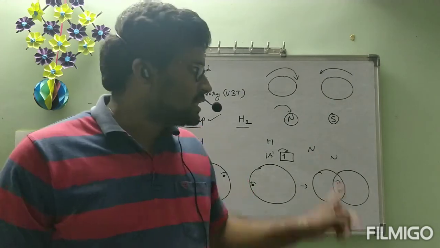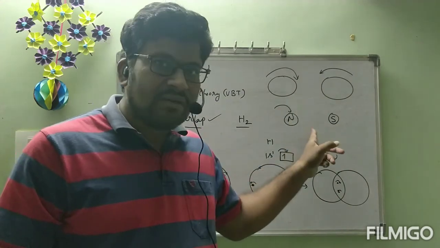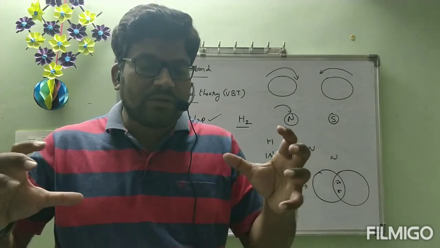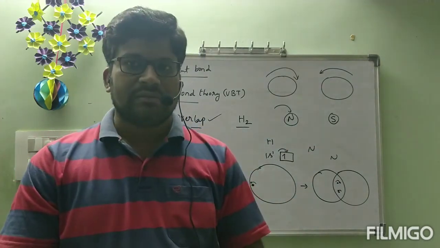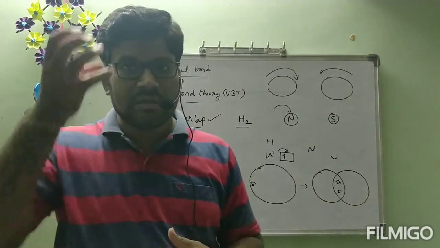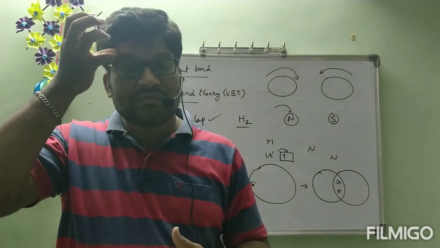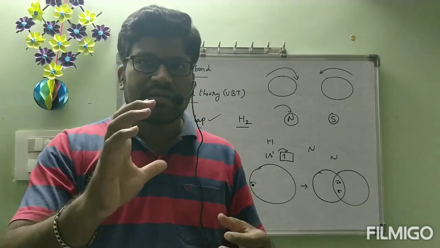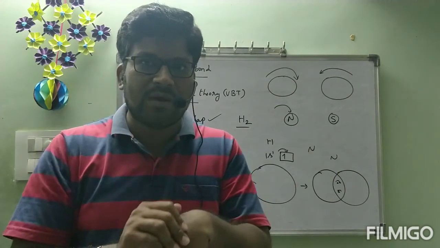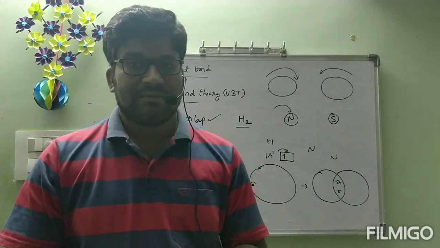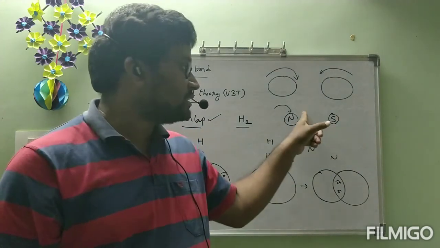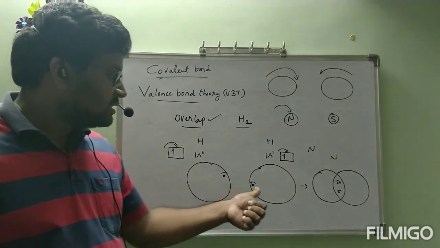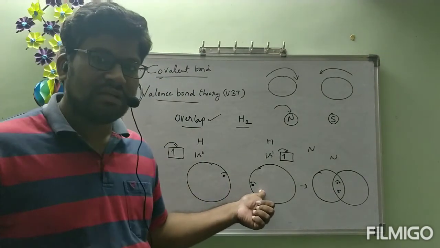I hope you are very much clear. This is the reason why, even though electrons have the same charge, they get involved in bonding with each other. This is the main reason. Generally, other teachers will not explain it like this. Simply, they will say that two electrons approach each other and form the bond. But behind this, the main reason is this concept.